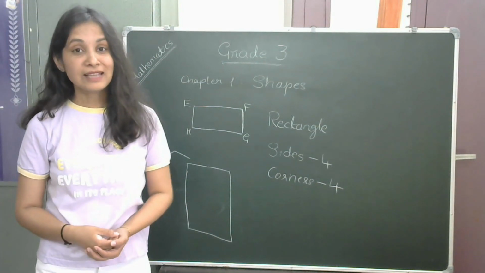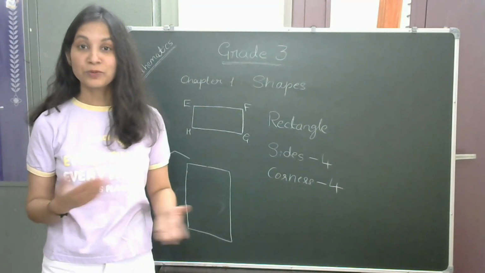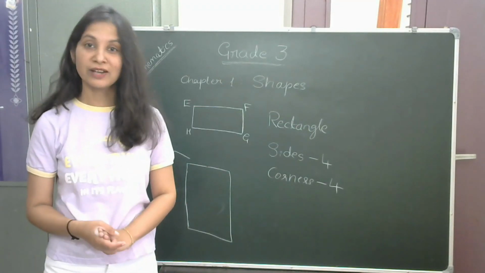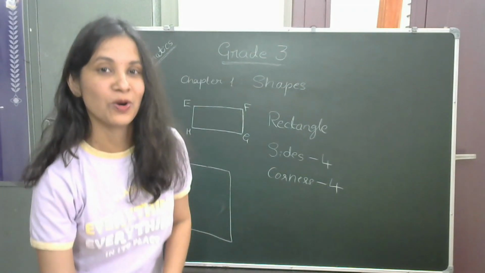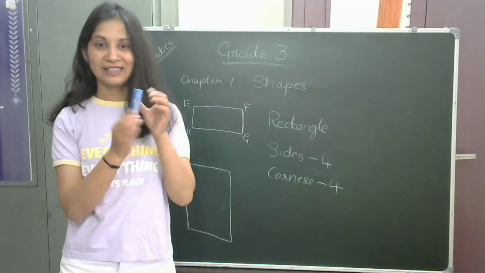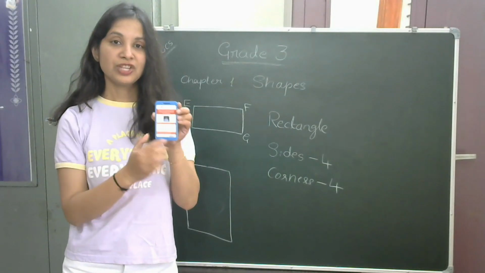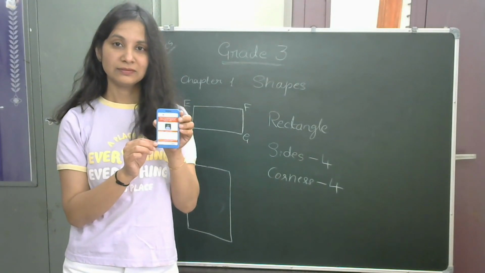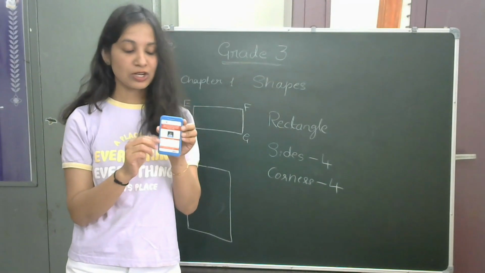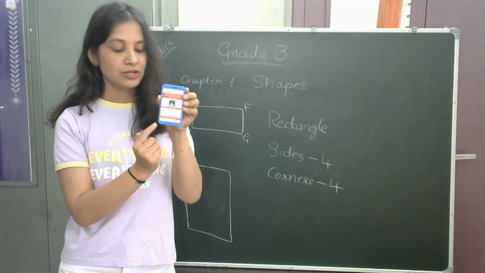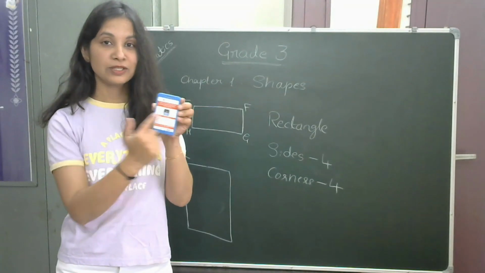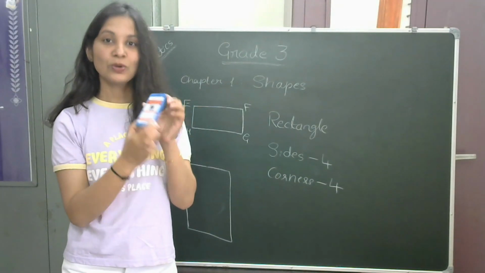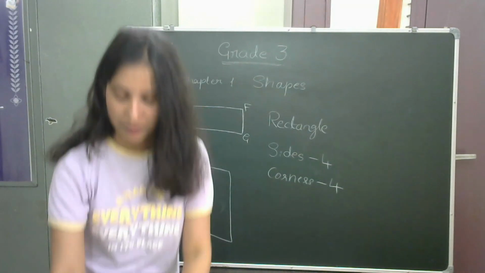Can you give any example? That means the objects you can see which are in rectangular shape. Here I have few objects. See, children, it is an ID card. In which shape is it? Yes, it is in rectangular shape. See, short side, long side and long side, which are opposite to each other, right? So it is in rectangular shape.